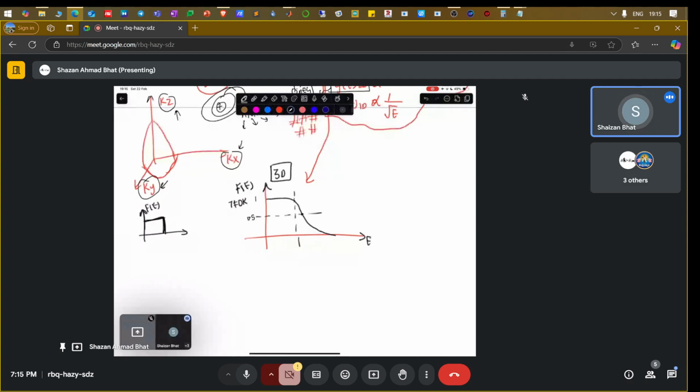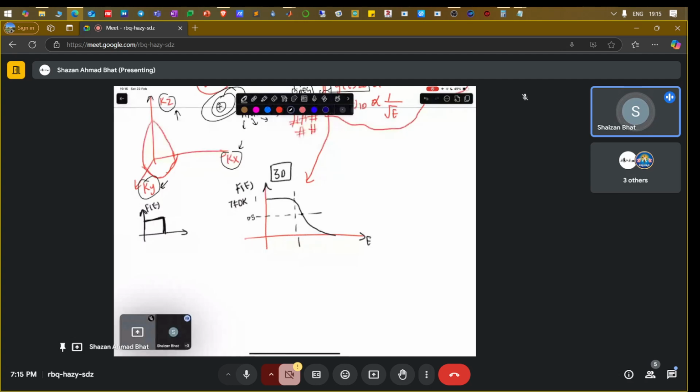And this is, let's say, the Fermi level. Not here, it should be exactly at this point. Let's say this is some energy EF, the Fermi level, at which the probability of finding an electron is 0.5, the half. And now you bring in the density of states.